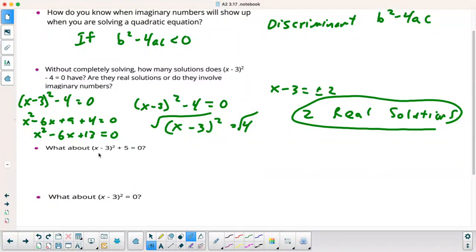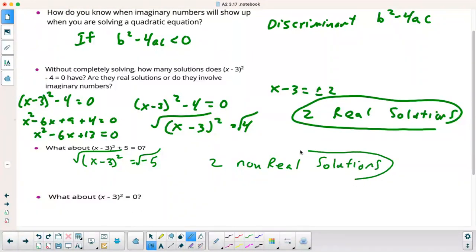Okay, so over here, same idea. I'm going to use my shortcut. I'm going to move the 5 over to the right, subtract it from both sides, square root both sides, and I see right away, oh, I had to square root a negative. So I'm going to have two non-real solutions, which we already said that we call those complex.